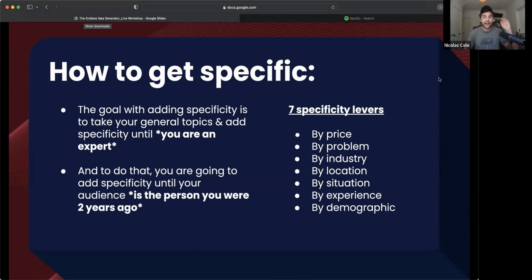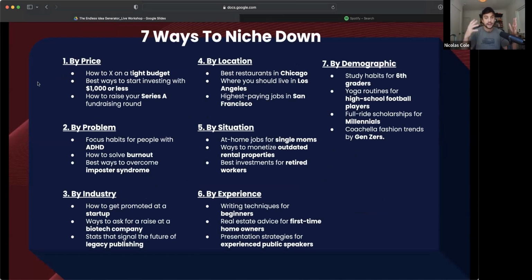Yes. And that is where the belief is. You don't have to be Tony Robbins or Oprah or some massive person in order to talk about things. You just need to get specific enough to the point where you're saying, I experienced this, and so let me tell you what I learned, right? And so there's a bunch of different ways that you can get more specific here. And here's 7 very common ways of doing this, of niching down, right? Getting more and more and more specific.